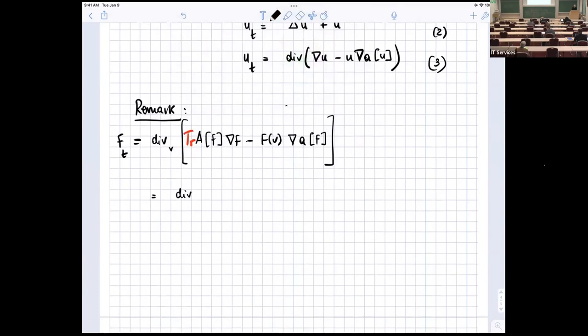So by removing that, we get something like A of f gradient f minus f gradient little a of f, or if you want to write it in non-divergence form, you get a non-local Laplacian plus f squared. So this equation here is globally well posed.